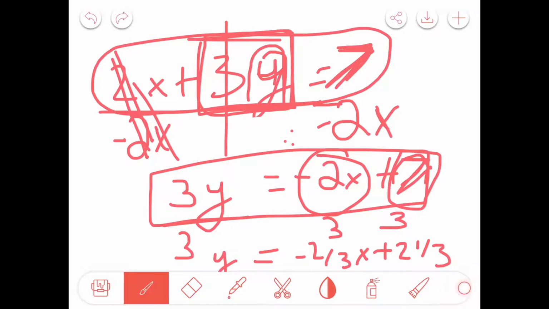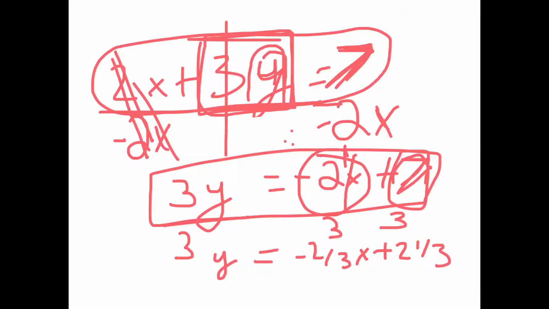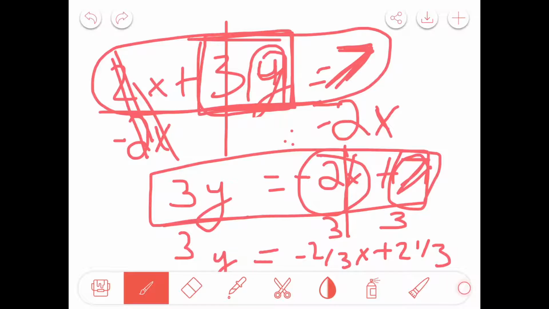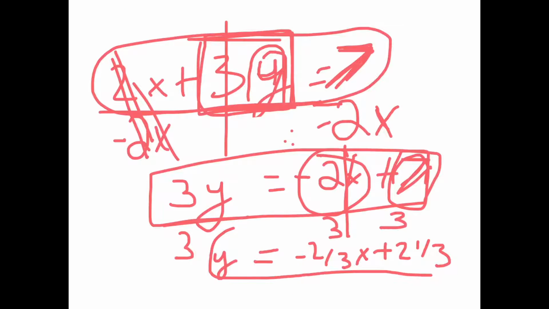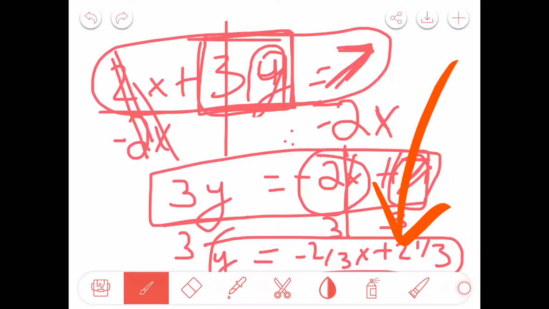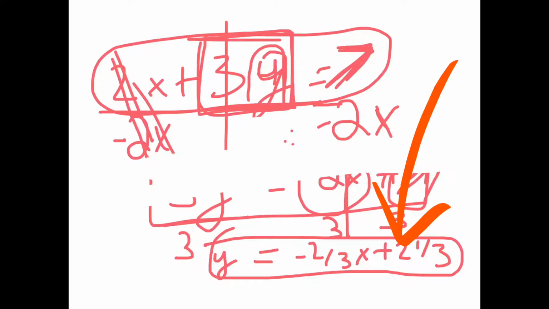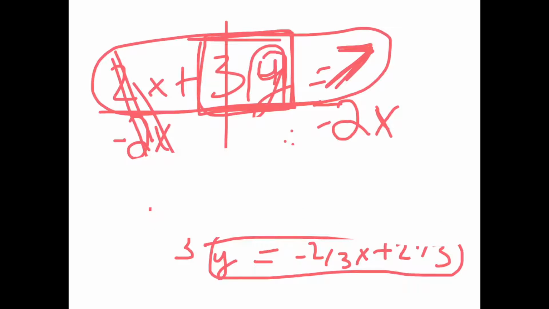Because minus 2x divided by 3, if you just ignore the x and just do minus 2 divided by 3, it's minus 2/3. That's the answer. And 7 divided by 3 is basically 2 1/3. So that is your answer right there. Okay, now let's continue with a second one.